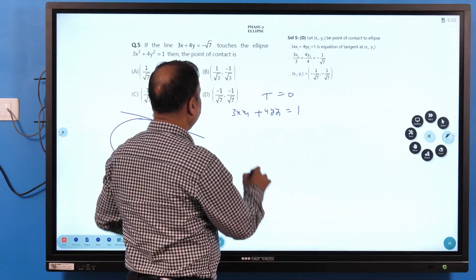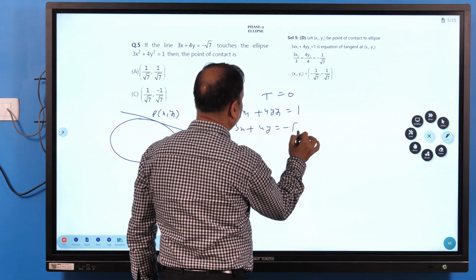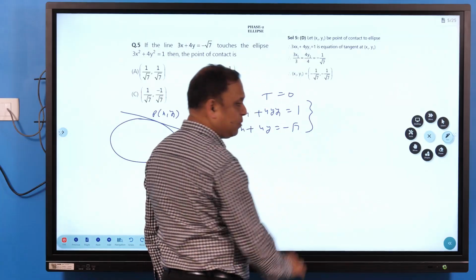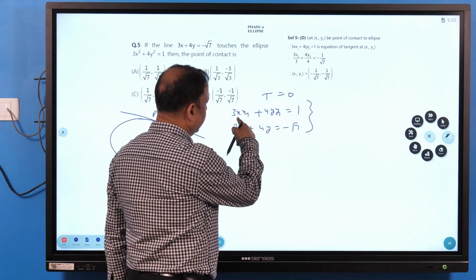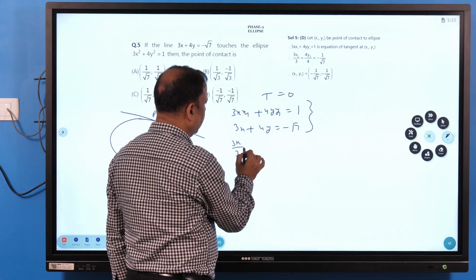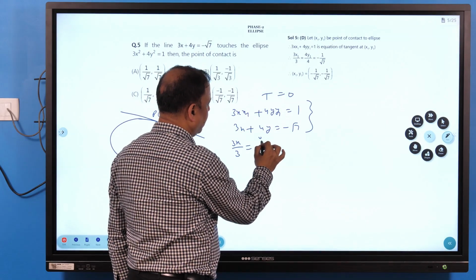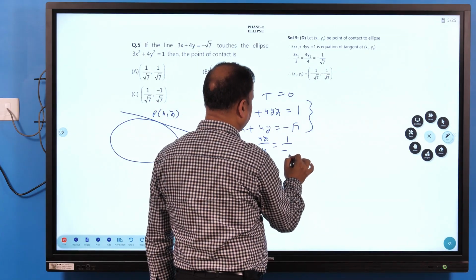Now we will compare this equation with 3x + 4y = -√7. They are equations of the same line, so I have to find x1, y1. Comparing the coefficients, the x coefficient is how much? 3x1 upon 3 is equal to 4y1 upon 4, which is equal to 1 upon -√7.